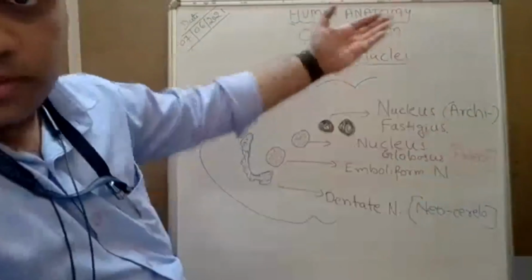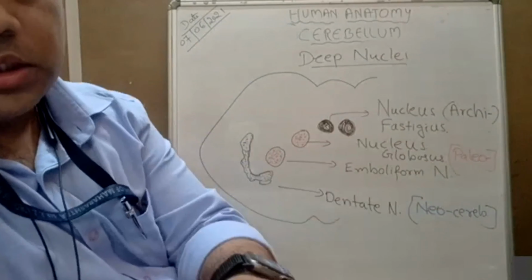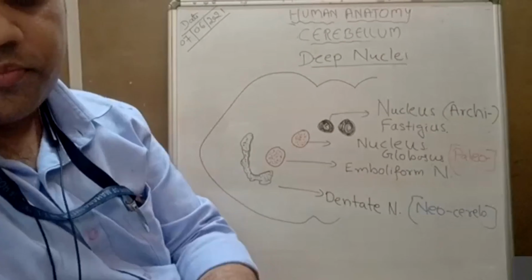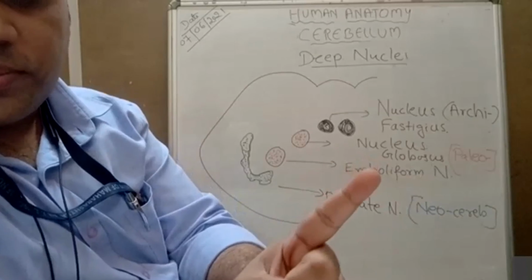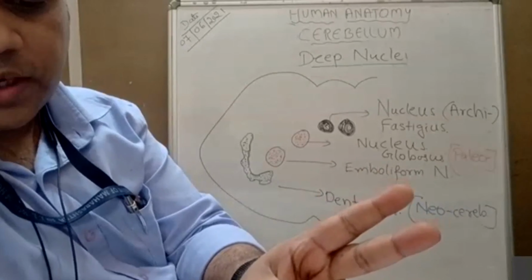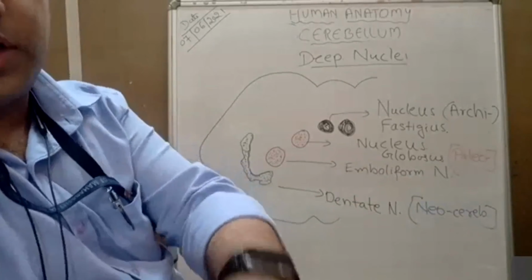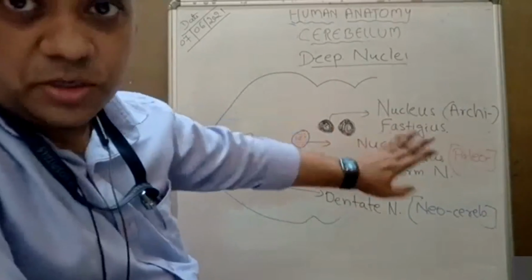Paleocerebellum, which we saw in the cerebellar hemisphere, the vermis, and the nuclei. This has the spinocerebellar connection. Spino means spinal cord. So what is the function of that part? It controls the tone of the muscle, the postures of the body, and the crude movements of the limbs, upper limb and lower limb. Any crude movement, except the fine movements, is controlled under the paleocerebellum.